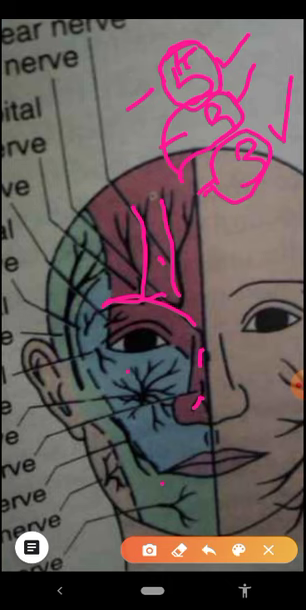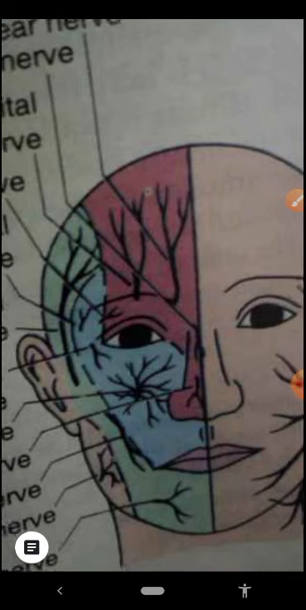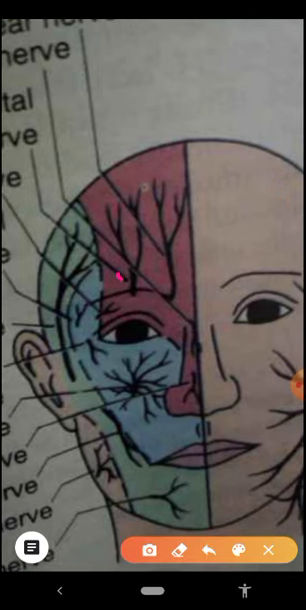So which are the 5 branches of the ophthalmic? Let's start from the ophthalmic's 5 branches. The first one is the lacrimal branch. Why lacrimal? This area is of the lacrimal gland over here, and the lacrimal secretions, the tears, are produced by the lacrimal gland. So the nerve over here is the lacrimal nerve, which is a branch of the ophthalmic division.